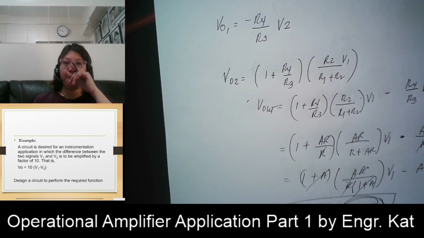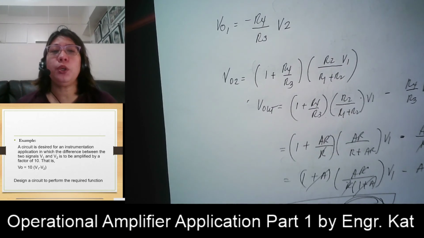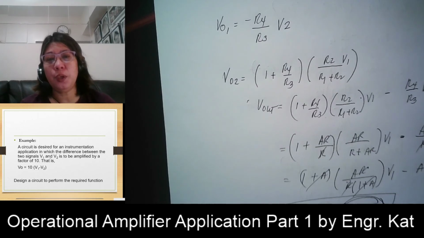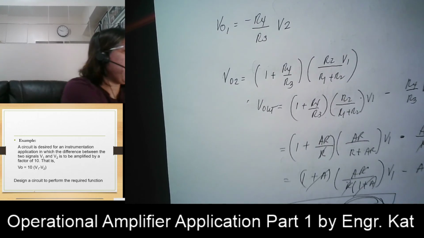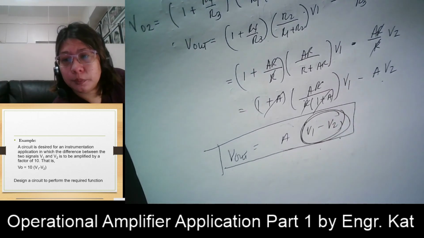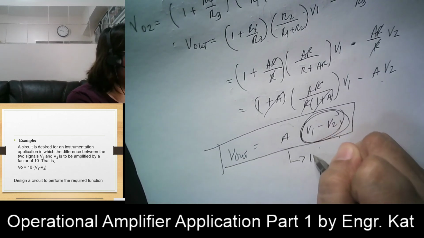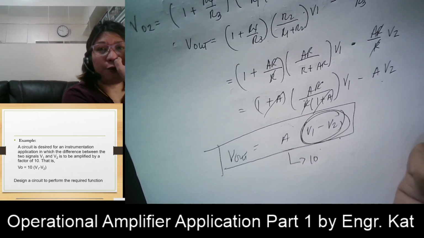So we have here an example. A circuit is desired for an instrumentation application in which the difference between two signals V1 and V2 is to be amplified by a factor of 10. So that is 10 times V1 minus V2. Design a circuit to perform the required function. So the required function is that your A is equivalent to 10. We have to choose a value for R.